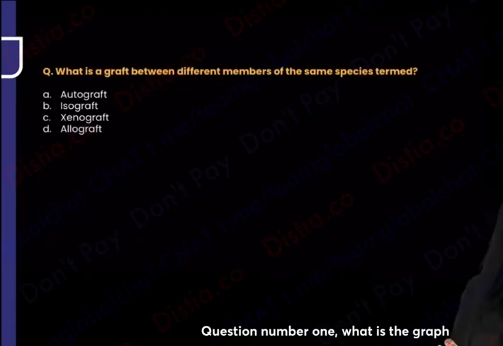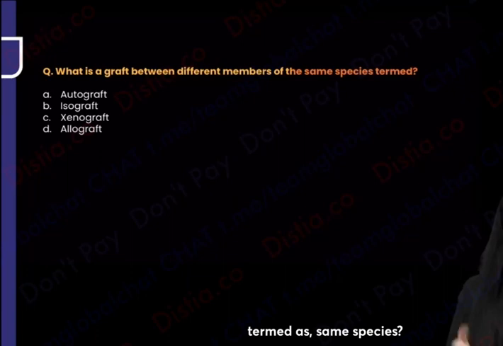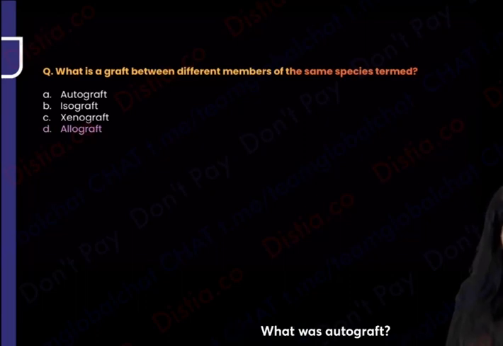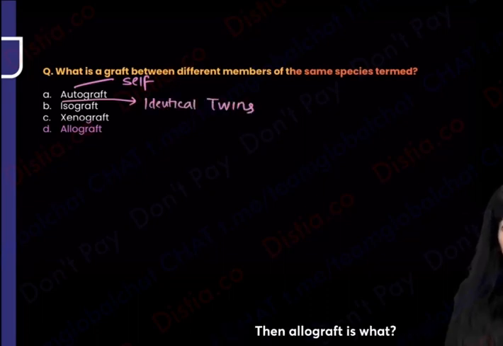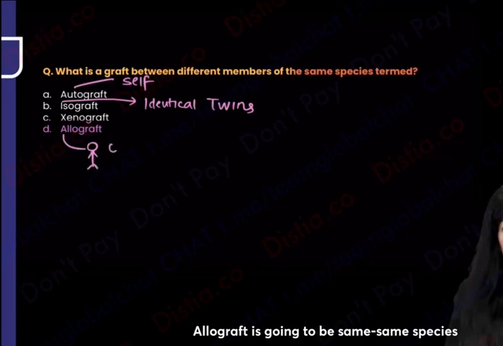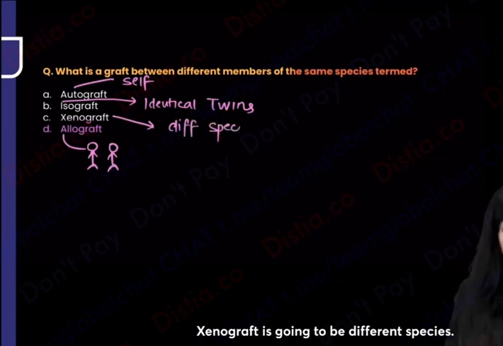Question number 1. What is a graft between members of the same species termed as? All of the same species means we are going to have allograft. What was autograft? Autograft was self-grafting. Isograft was to do with identical twins. Allograft is same species, human to human, and xenograft is going to be different species.